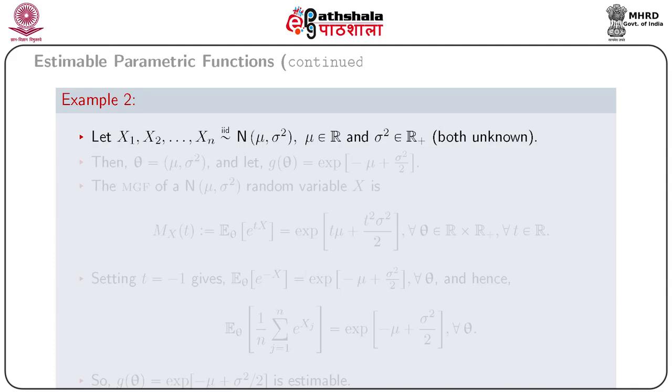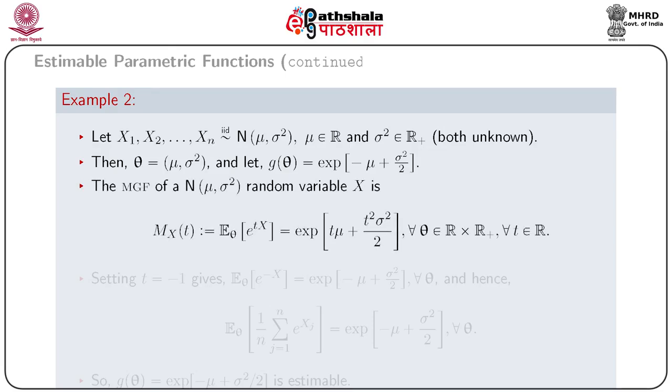Consider another example. Suppose X1, X2 up to Xn are IID normal mu, sigma square variables, where mu and sigma square are both unknown. Here theta is a vector valued parameter which equals mu comma sigma square. Let g theta equal e to the power minus mu plus sigma square by 2. We want to see whether g theta is estimable or not.